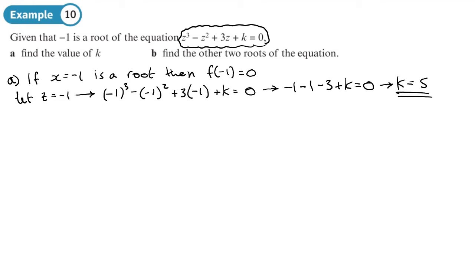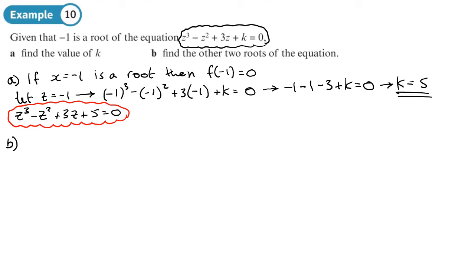So I could actually write the full cubic as z cubed minus z squared plus 3z plus 5. And this is probably what I'm going to be using in part B. Now part B says find the two other roots. Now the two other roots are going to be complex roots. So I only need to find one. And then once I've found one, I just find a conjugate of that for the other root.